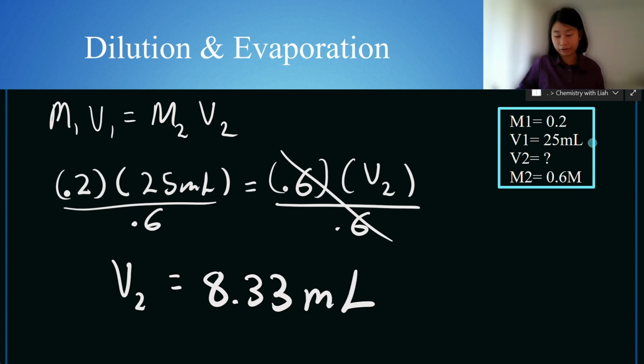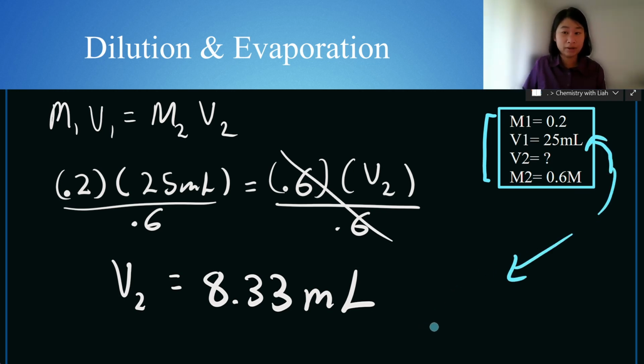So looking at our information, we can see that our concentration increased from 0.2 to 0.6, so this was an evaporation. And our volume went from 25 ml to 8.33 ml. That was a decrease in volume, meaning that this problem right here was giving us information for an evaporation.